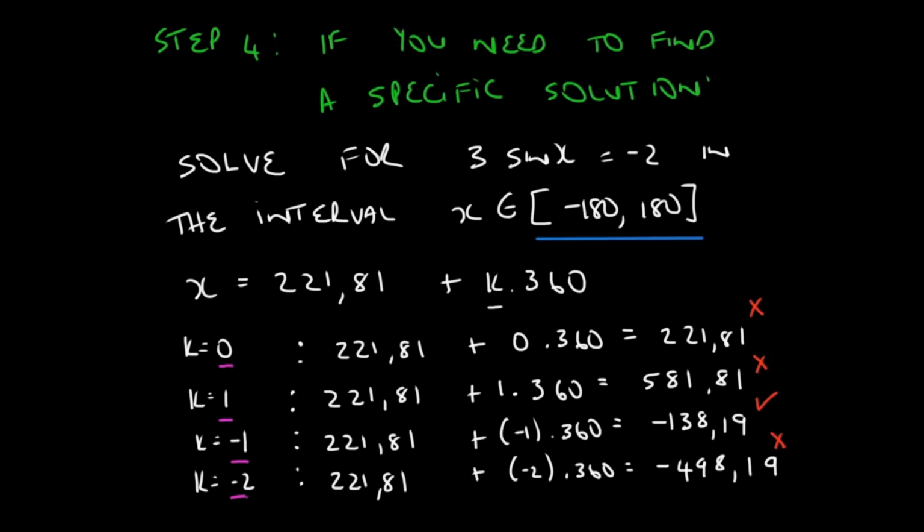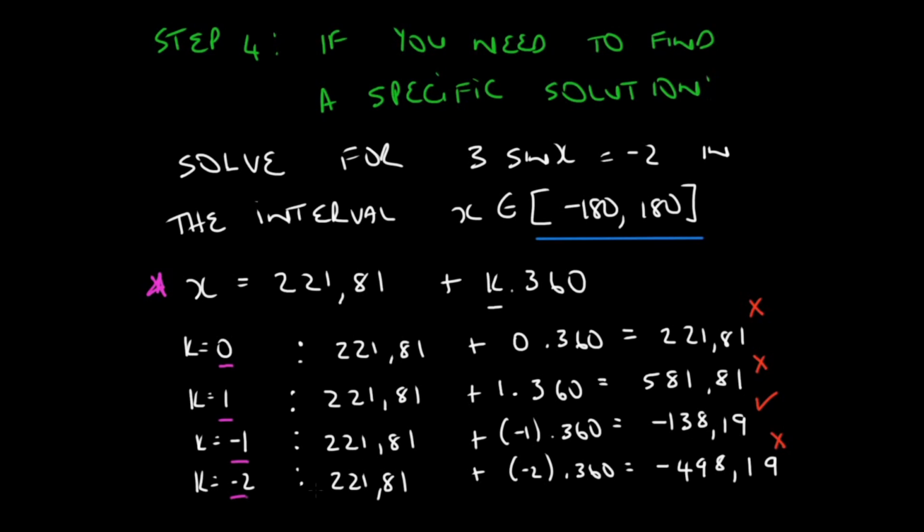Right, so what do we substitute? We're looking at the first equation here. It's the quadrant 3 equation. And what are we going to substitute? Where you see k, you are going to substitute 0. And what do you find? If you substitute 0, your answer is 221,81 degrees. If we substitute 1, our answer is 581,81 degrees. If we substitute -1, our answer is -138,19.